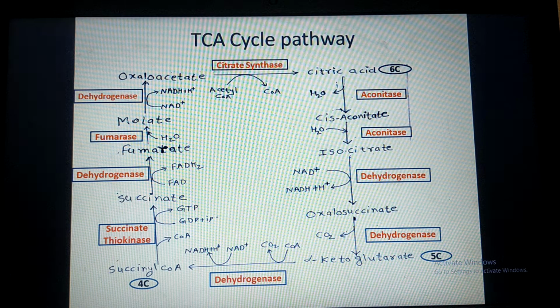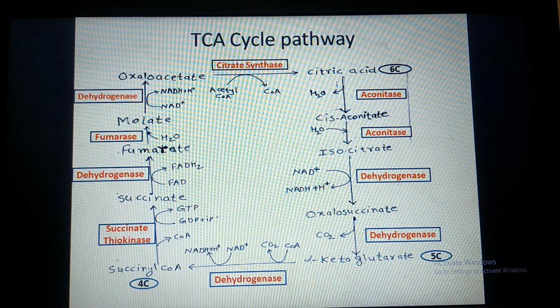Now this citric acid undergoes dehydration to form cis-aconitate, which is an unstable compound which readily combines with water to form isocitrate. Both these reactions are catalyzed by the same enzyme, aconitase.